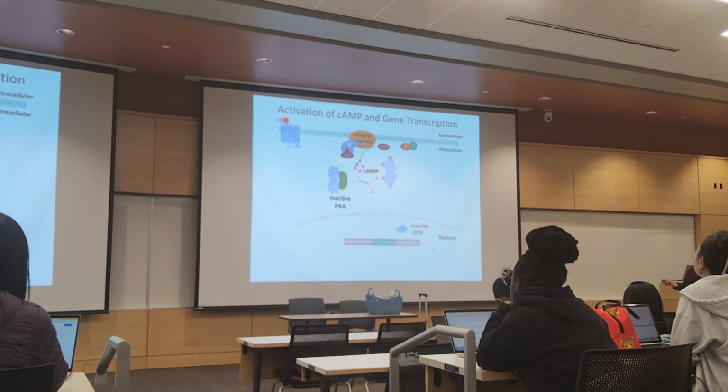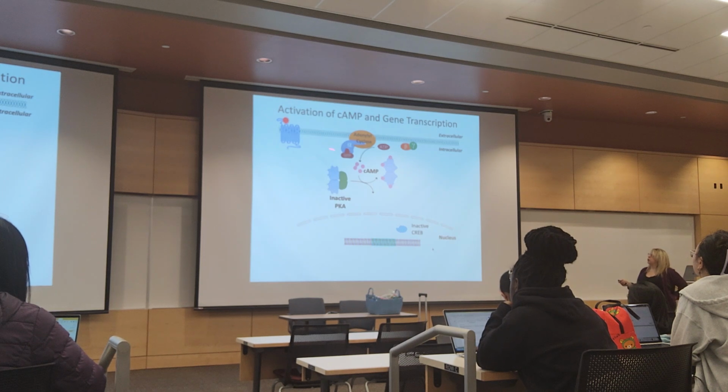Now, once you have the cyclic AMP that's being made, this is going to be able to convert the inactive protein kinase A, or PKA, into the active form. So in the inactive form, you can see we have 2 regulatory subunits and 2 catalytic subunits.